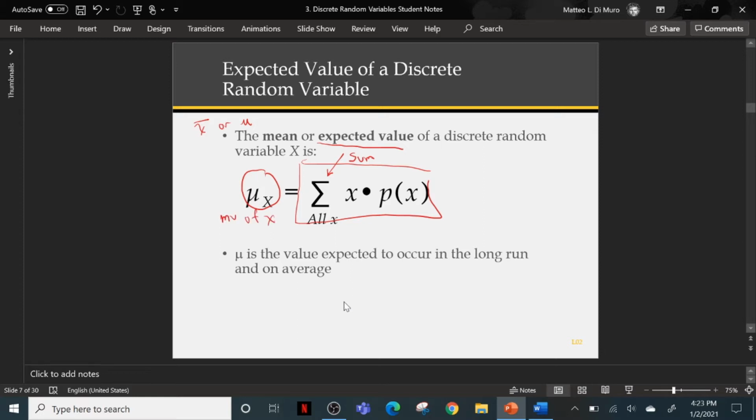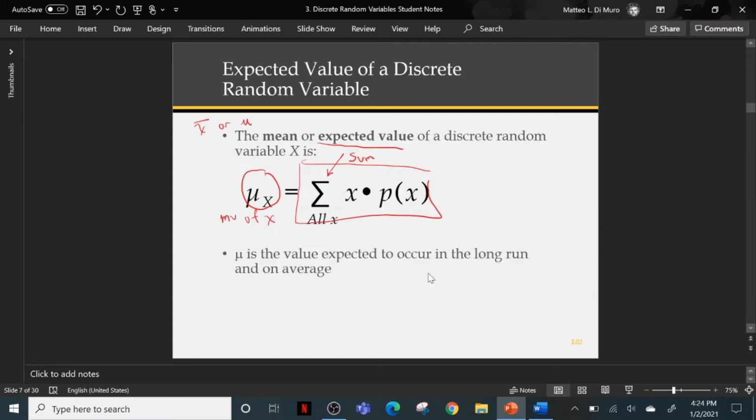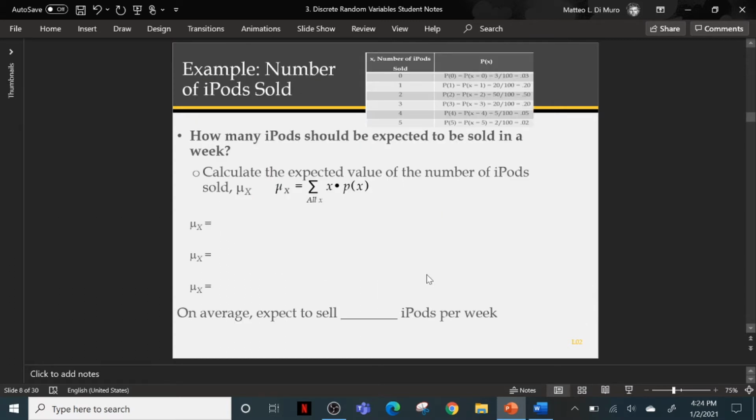You see the x is just a little subscript down there. And mu is the value expected to occur in the long run and on average. So just a fancy way to say, hey, here's how we calculate the average when we have one of these discrete probability tables, okay? So let's take that table from before.